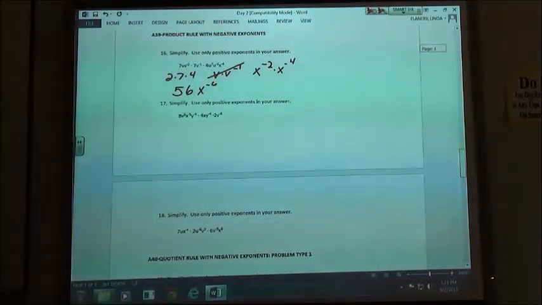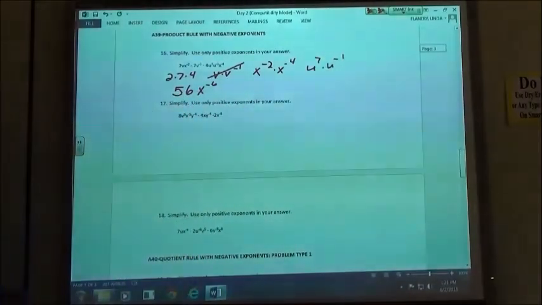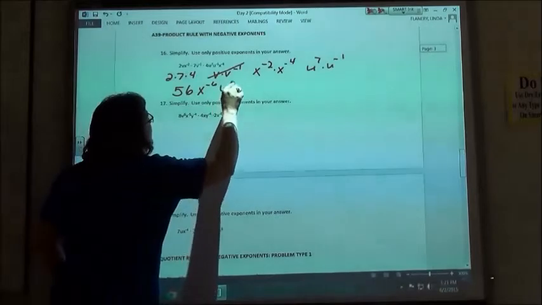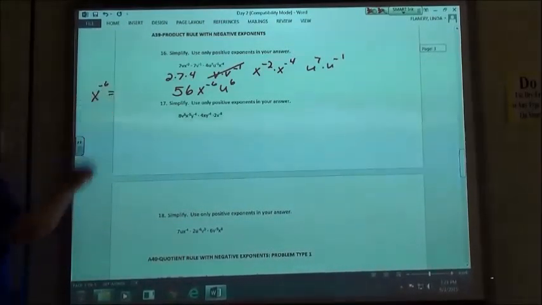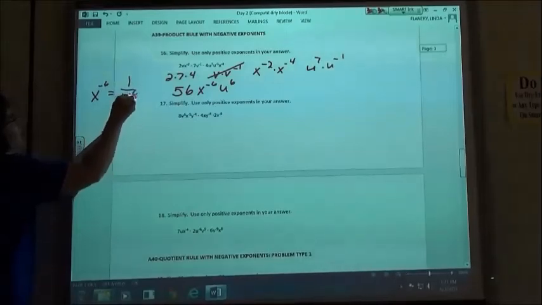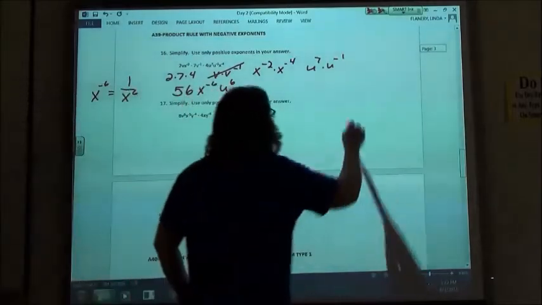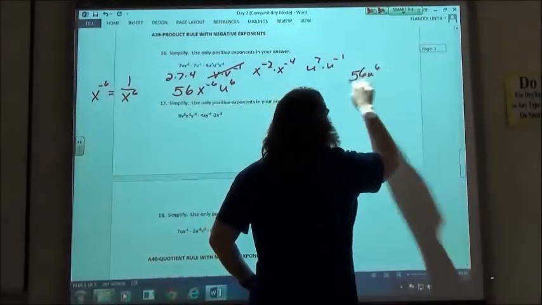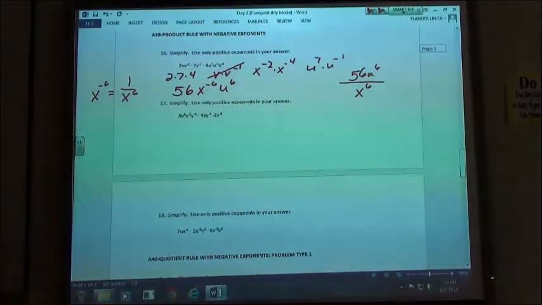And let's see, I did the v's, I did the x's, I didn't do the u's yet. U to the 7th times u to the negative 1 would give me u to the 6th. Now this one has a negative exponent, the x to the negative 6. What is x to the negative 6 equal to? 1 over x to the 6. So basically, if it has a negative exponent, if it's on the top of my fraction, I move it to the bottom. If it would be on the bottom of the fraction later on, we'd move it up to the top to get rid of it. So this answer then is going to be 56u to the 6th over x to the positive 6. And I just flip it down there and put it in the bottom to get rid of that negative exponent.